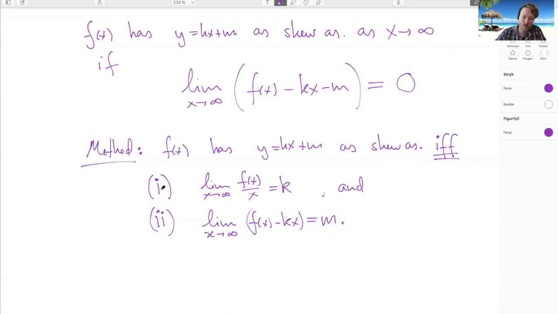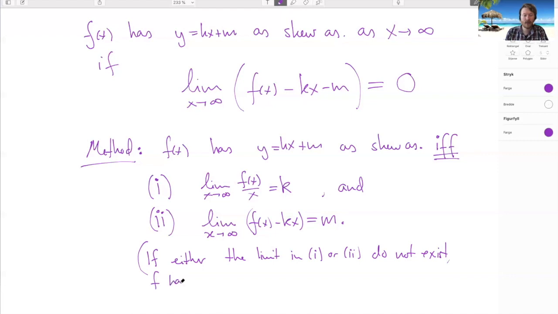Now this is a two-step method where you have to do step 1 first and then step 2. This is because in step 1 you identify your k, because you don't know your k and your m at first. So you do this first step where you compute f of x divided by x. If you get a number here, that's your k, and then you can use that k in your second step, and then you'll get your m. And here we can note, if either the limit in 1 or 2 does not exist, f has no skew asymptote. So in some methods, if parts of the method break down, it just means that the method is bad. Here, if it breaks down, it means that there is no skew asymptote. So this is a good method.